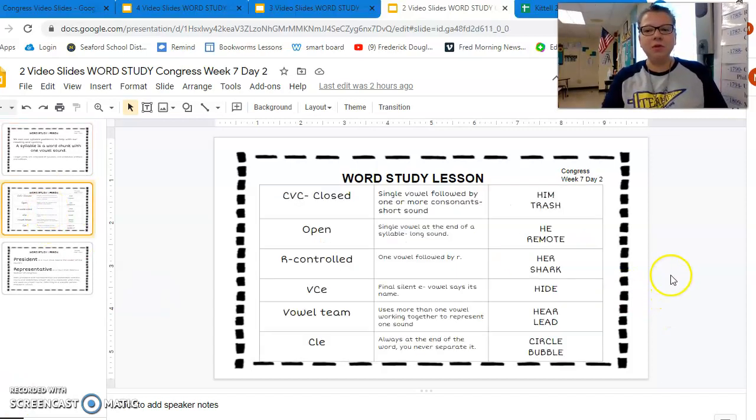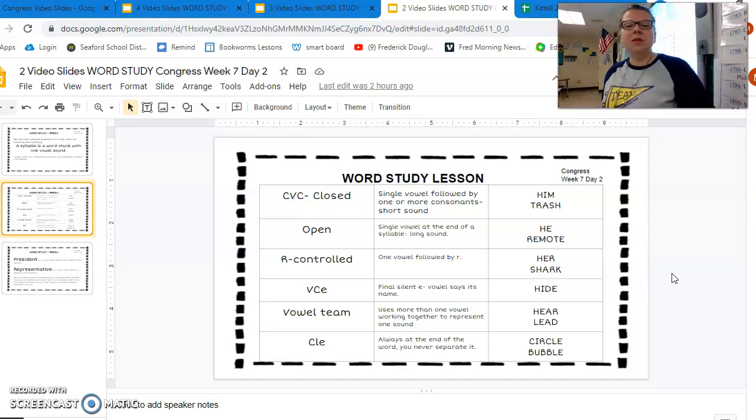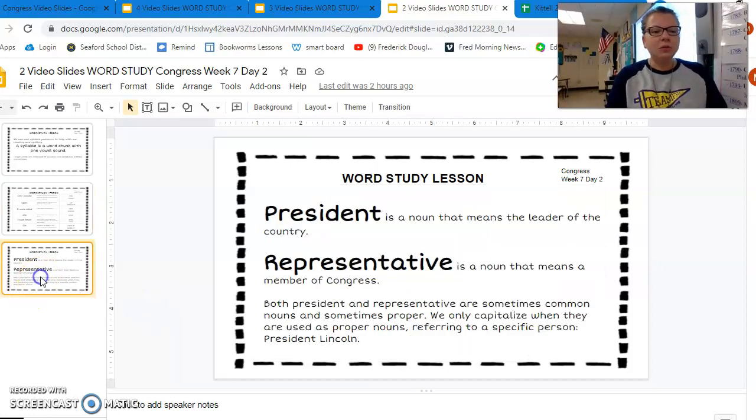Anytime you are confused and you don't remember what syllable type and syllable pattern we are using, you can always look at this anchor chart. Remember that there are 6 syllable types. We have the closed syllable, open, R-controlled, VCE, vowel team, and CLE. Let's look at the 2 words that we have for today.